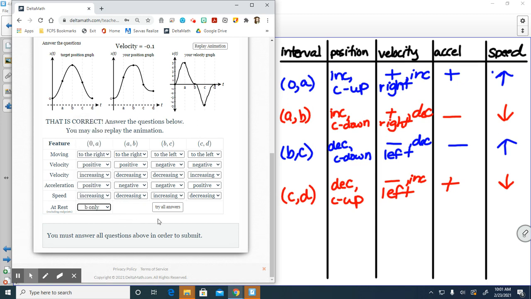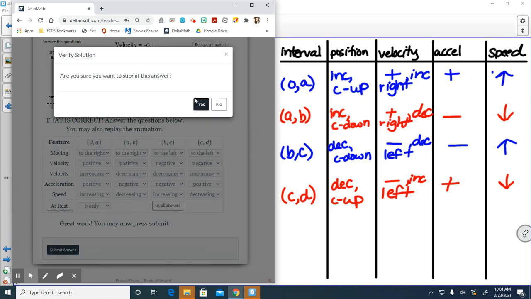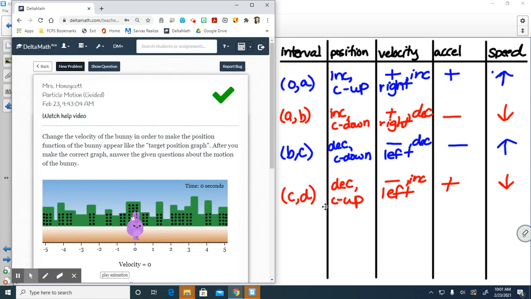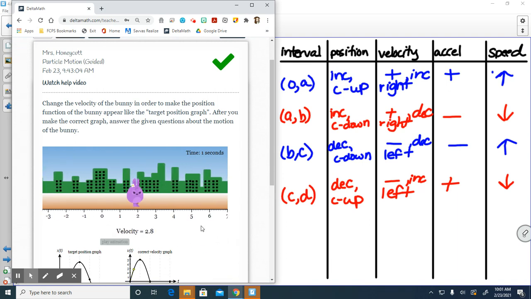Now try your answers. Great work. Now if you get one wrong, you can go back and change these before you submit your answer. But that's what you'll have to do. So make sure you make this chart. It's worth your time. It's kind of fun, cute, and then you can watch it as many times as you want.